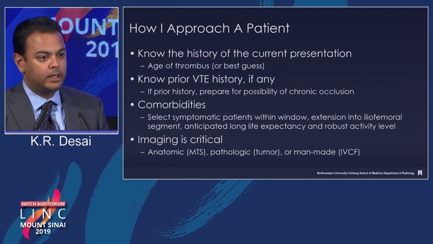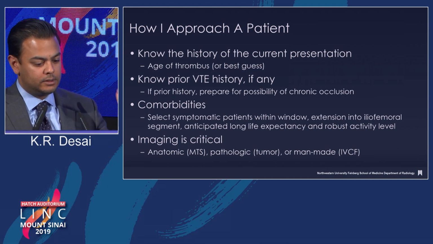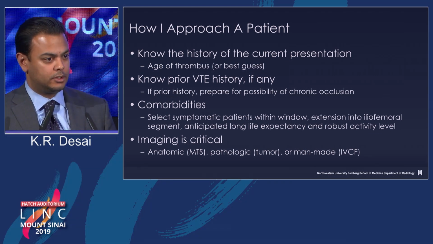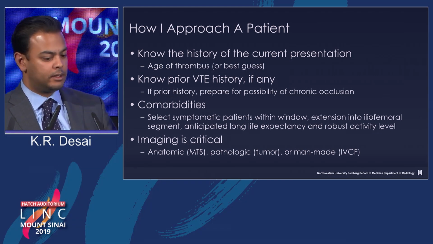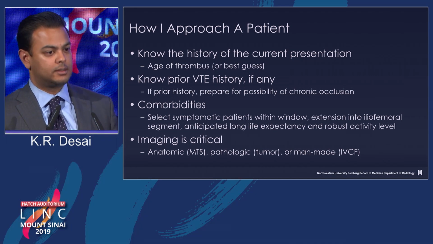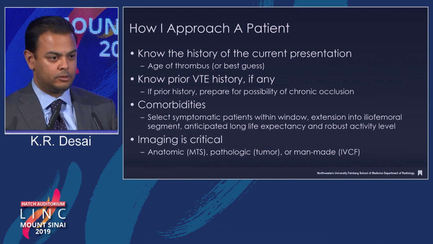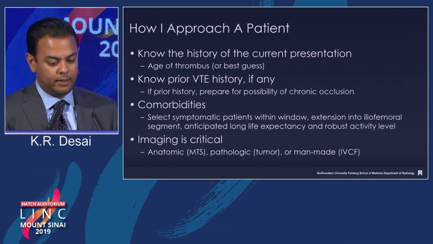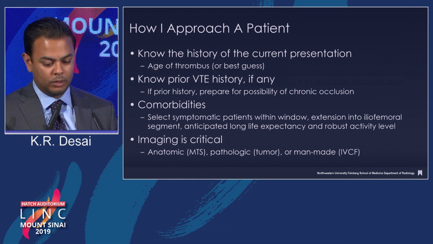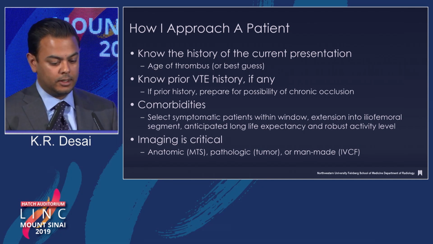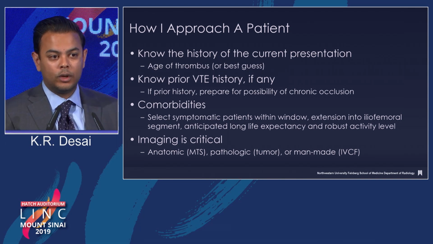So when I look at a patient, I think of these four areas. I need to know the answer to these areas before I even put the patient on the table. So what is the history of the current presentation? If this is somebody that has had prior DVT in the past, then you know you're going to be dealing with something much more chronic and much less likely to respond to traditional thrombolytic measures, and so you have to prepare for that. If they have other comorbidities, if they're outside of the symptomatic window, if there's extension to the iliofemoral segment, and of course, what is the causative factor?